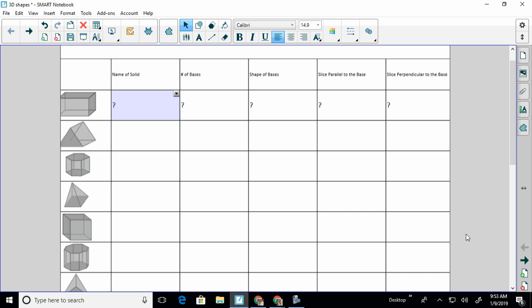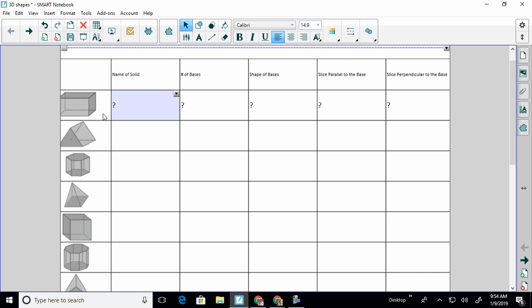Just a refresher, prisms have two bases that are the same exact shape and are parallel to each other, and then the rest of the sides are rectangles. Pyramids, on the other hand, only have one base, and then all the other sides go up to an apex, which is one point.